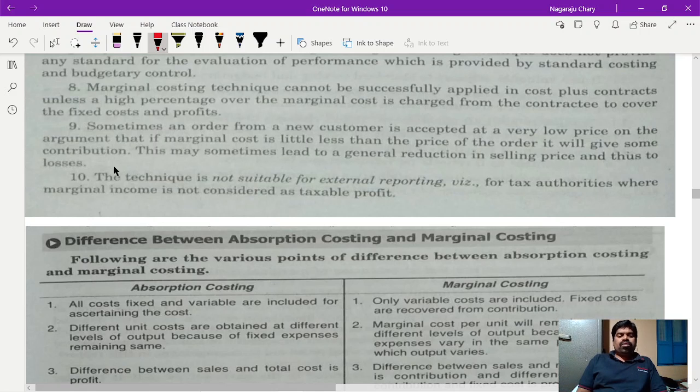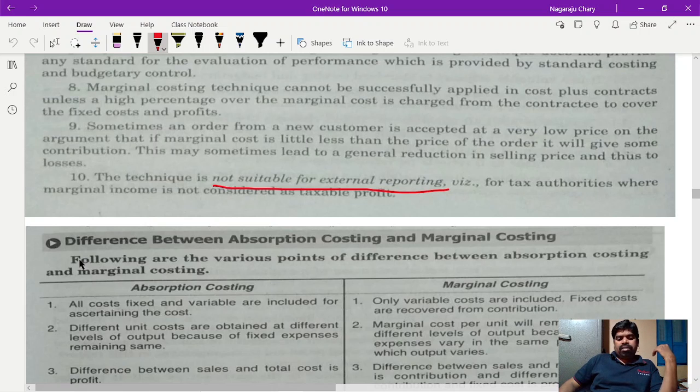The technique is not suitable for external reporting. So which method is suitable for external reporting? The absorption costing method is suitable. For internal reporting, marginal costing is very useful. So keep it in mind: the marginal costing method is suitable for internal reporting, and absorption costing is suitable for external reporting. These reporting systems are approved by the accounting standard boards also.